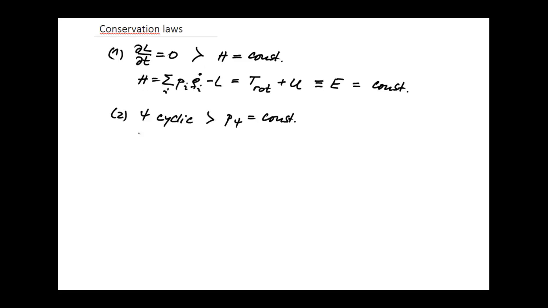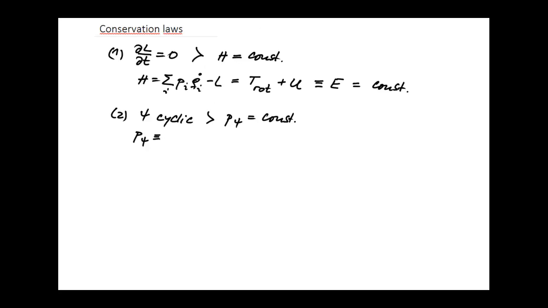What is p_psi? Physically, it's the generalized momentum associated with, or conjugate to, the Euler angle psi. Remember the Euler angle psi? That was an angle in the E1 primed, E2 primed plane.